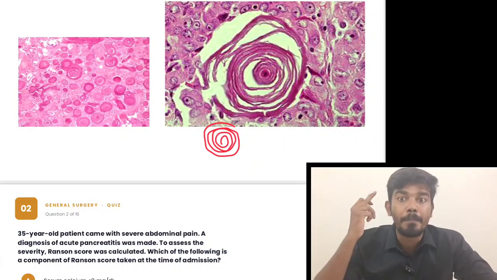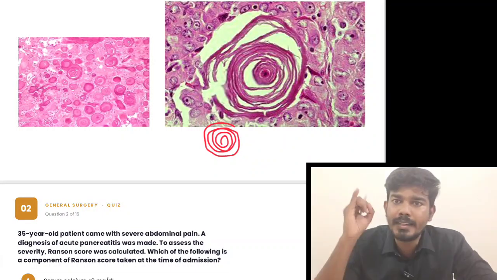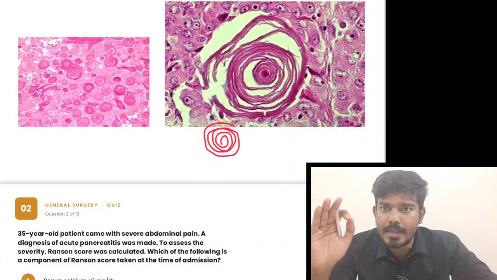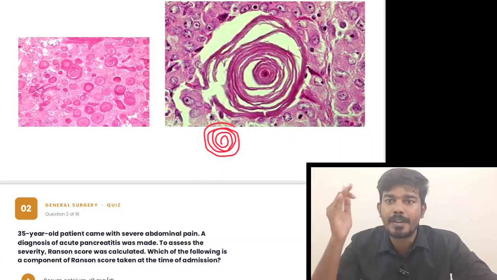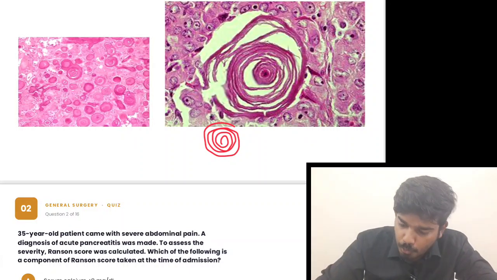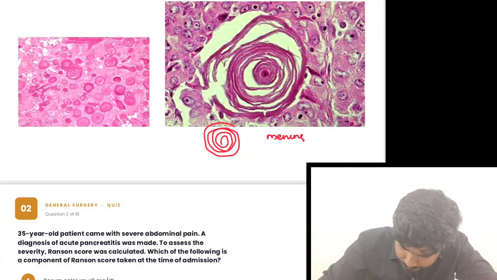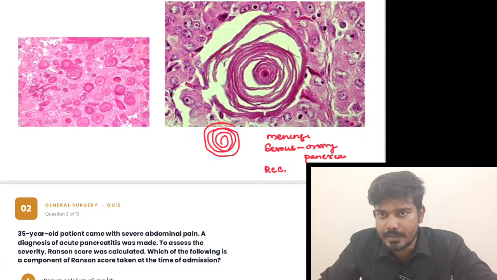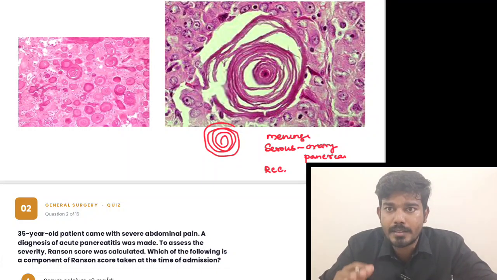They are also seen in meningioma of the brain, in serous tumors of the ovary including serous cystadenoma, and in serous tumors of the pancreas. Also, the papillary type of renal cell carcinoma has psammoma bodies. So they are seen in meningioma, serous cystadenoma of ovary, serous tumors of pancreas, and renal cell carcinoma. Psammoma bodies are also suggestive of a papillary neoplasm.